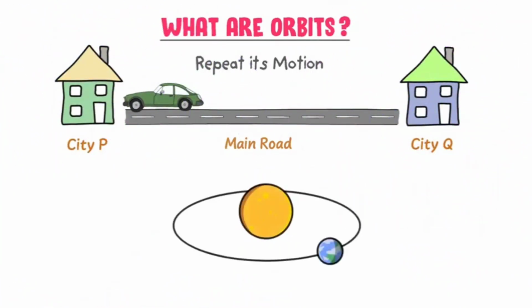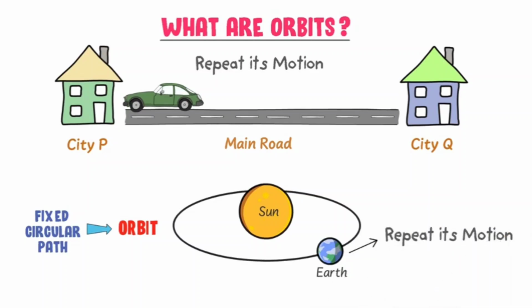Consider the solar system. We know that all planets like the Earth revolve around the Sun in a fixed circular path. This circular path of the Earth is called an orbit. The Earth does not change its fixed circular path, so we can say that the Earth also repeats its motion on the same circular path or orbit.